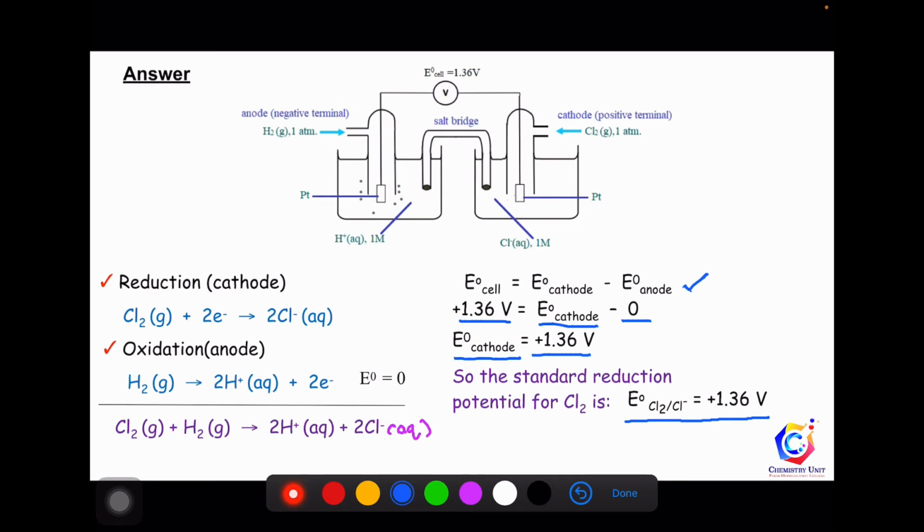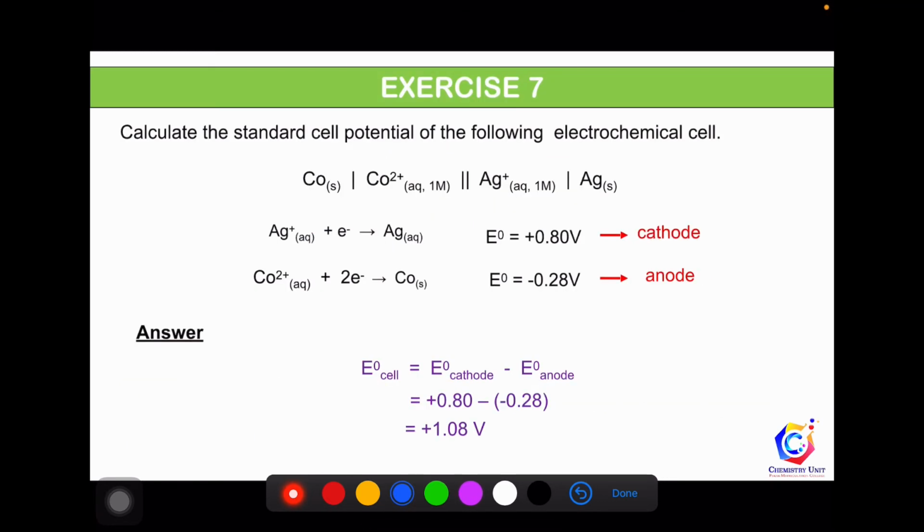Now let's move on to the next question. Exercise 7. Calculate the standard cell potential E0 cell for the following electrochemical cell. You are given the cell notation as well as the half reactions along with their standard reduction potential.